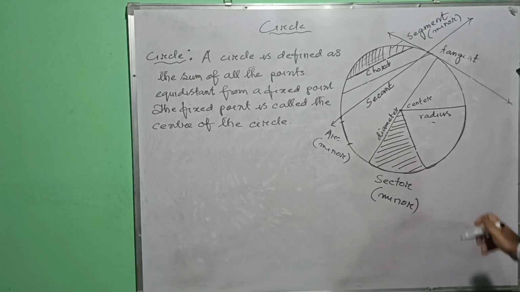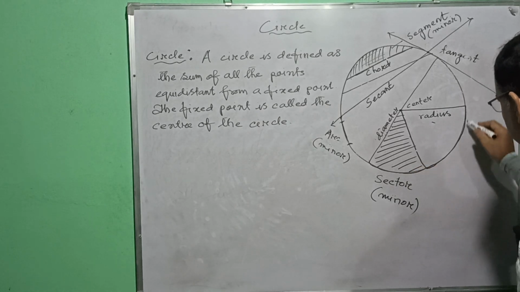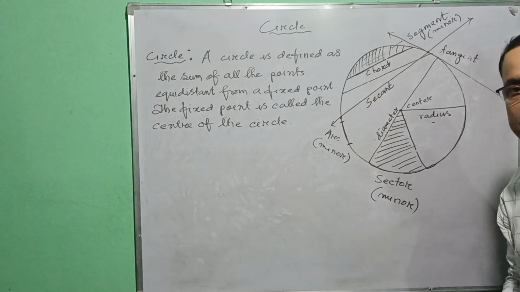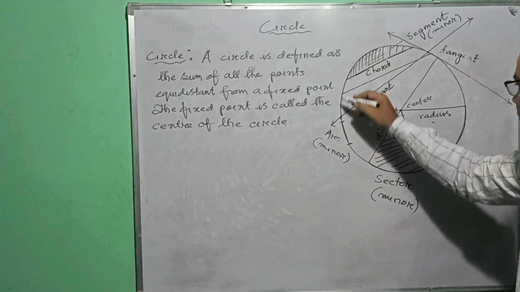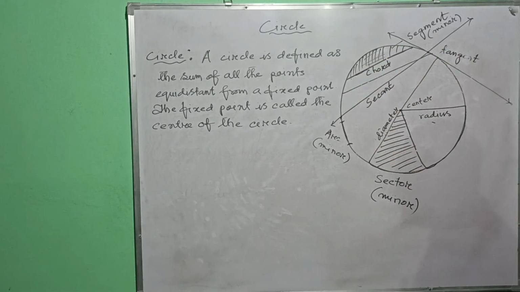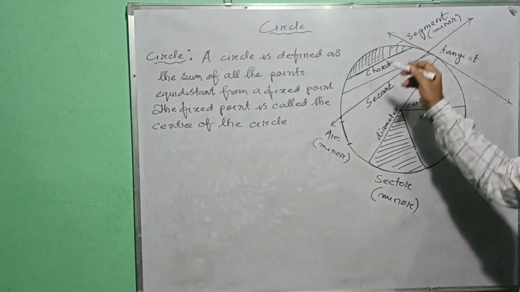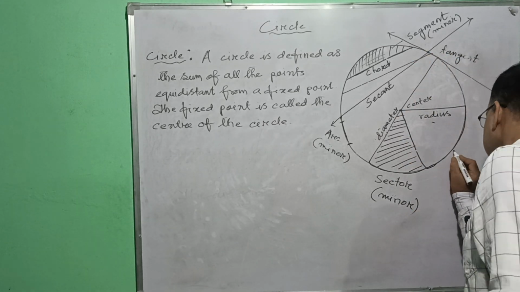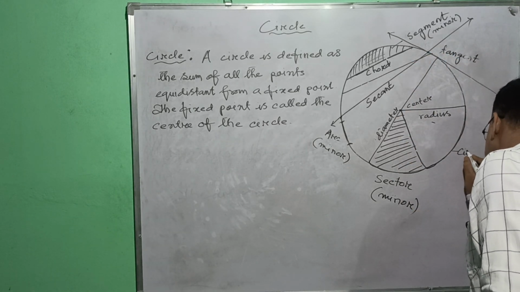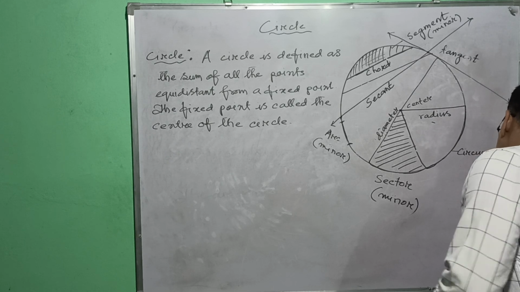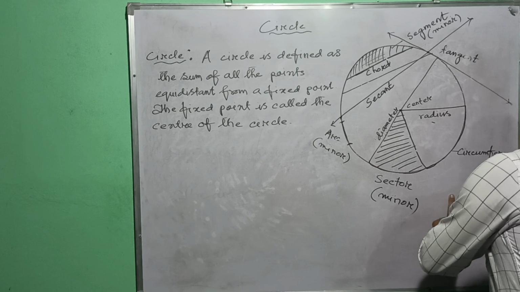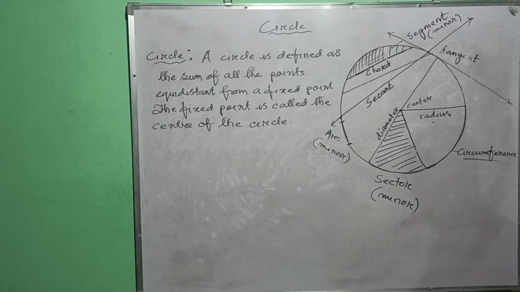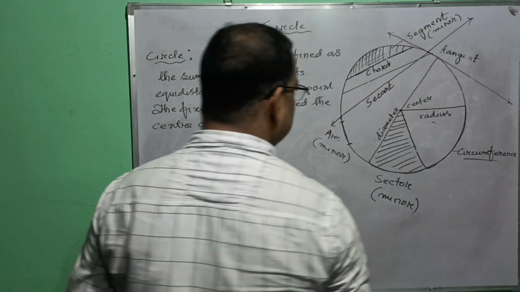Now we'll discuss the main part, which is the circumference. This part, the line, we can say the boundary line. The boundary line of the circle is called the circumference. So we can write here circumference. So this is the circumference of a circle. So these are the different parts of a circle.